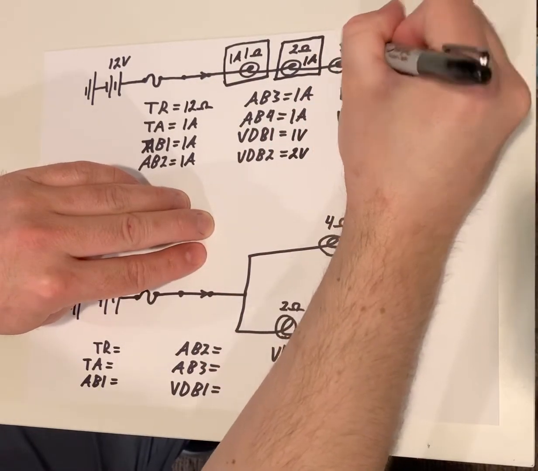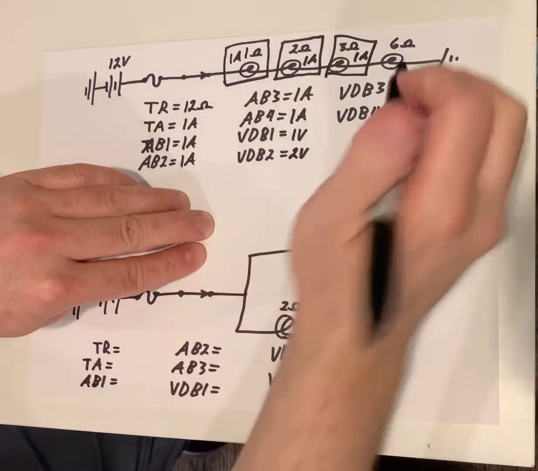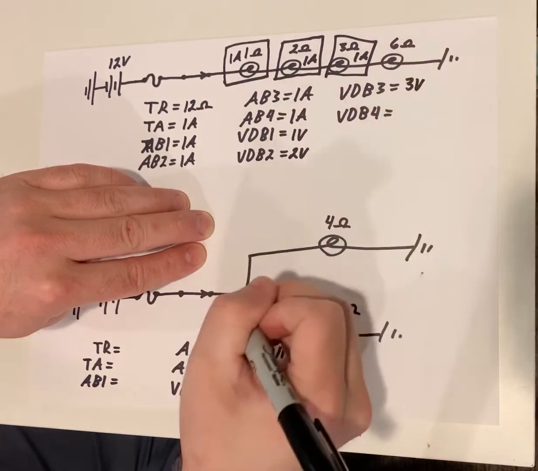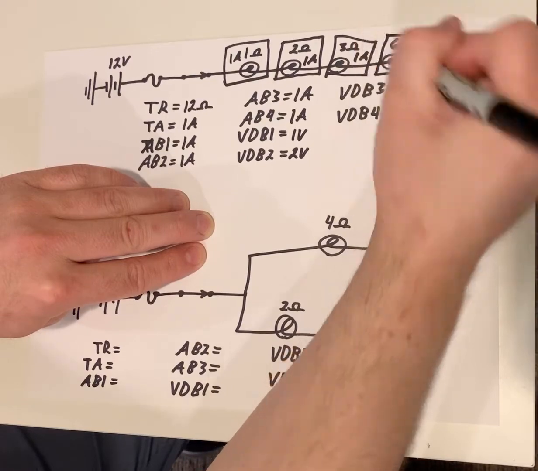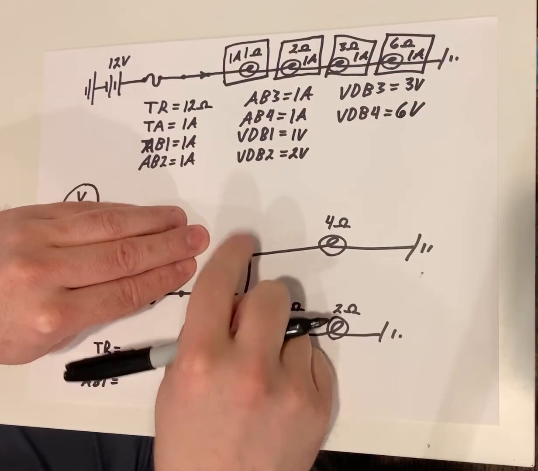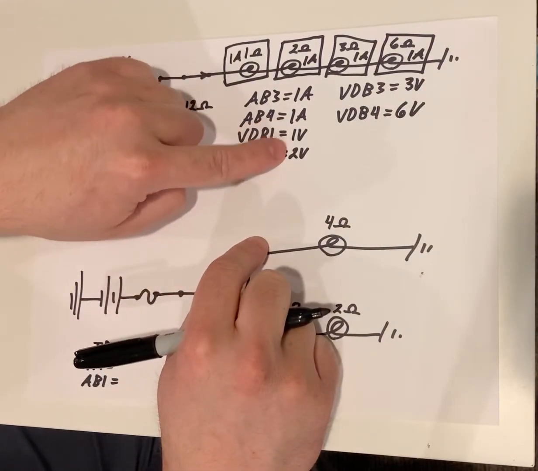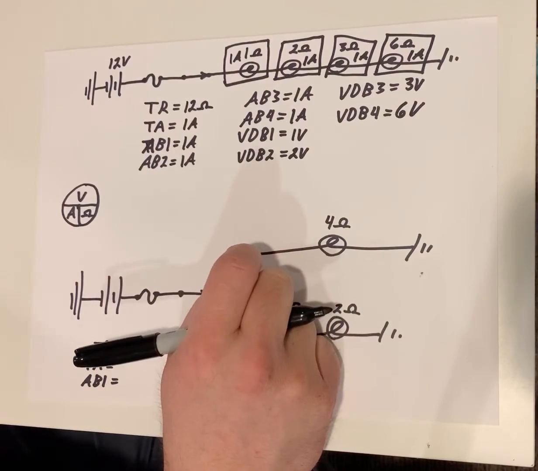1 amp went through bulb 3, isolate it. 3 times 1, 3 volts, and our last one, 1 amp went through it. 6 times 1, 6 volts. And then according to our rules, all the volts should be lost by the time we get to the end. So 1 plus 2 plus 3 plus 6 is 12 volts. So we used it all up.